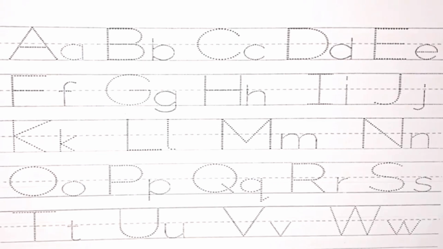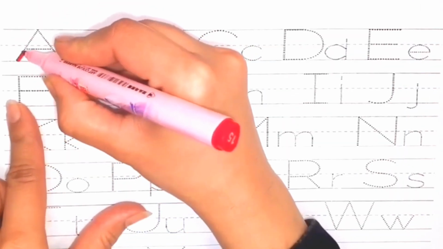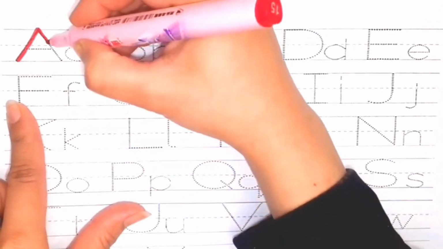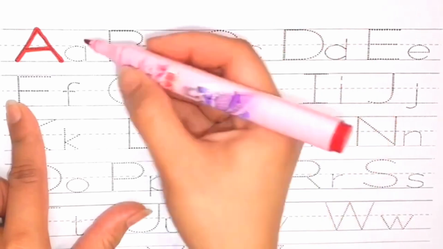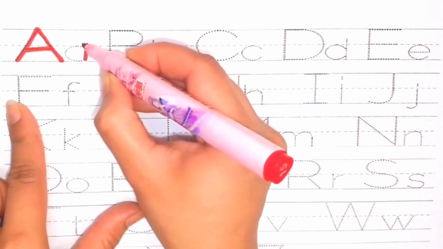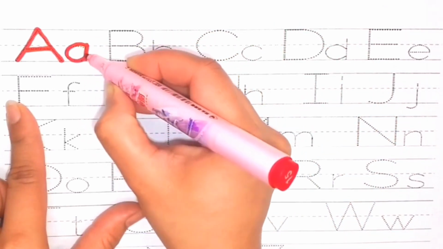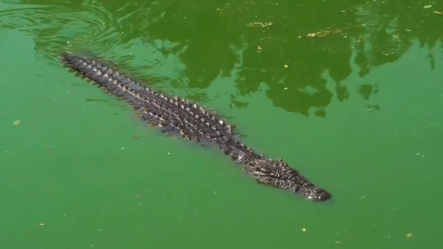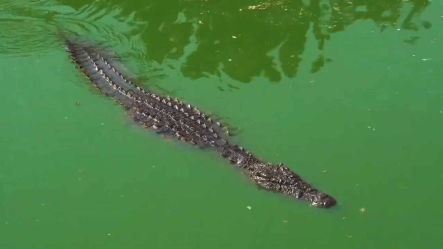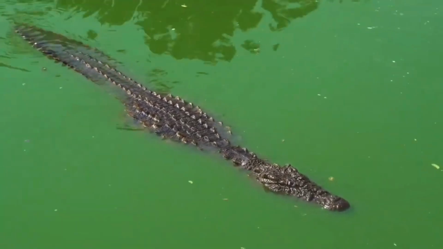Hello kids. Let's learn and write capital and small letters together. A. Capital A. Small a. A for alligator. An alligator is a big reptile that lives in water and on land.